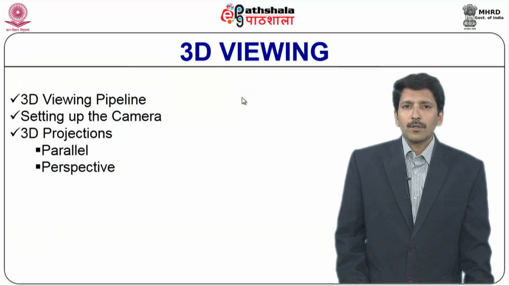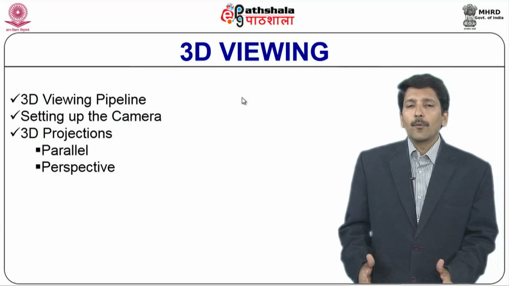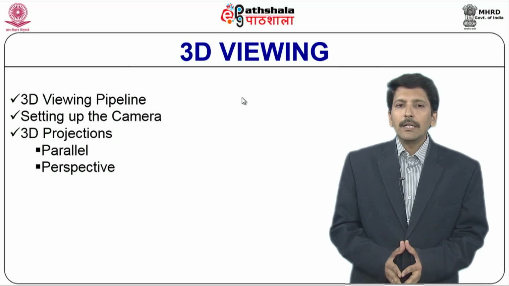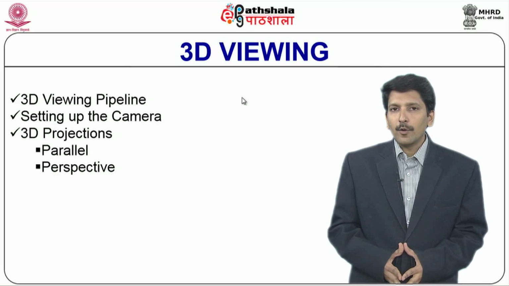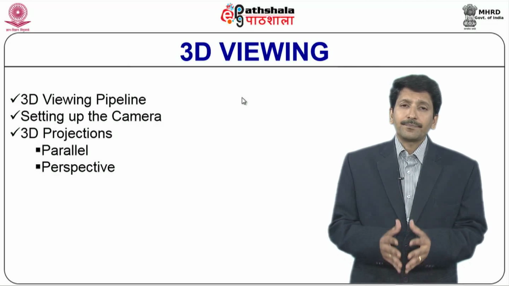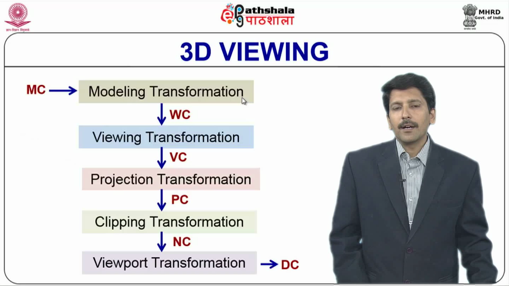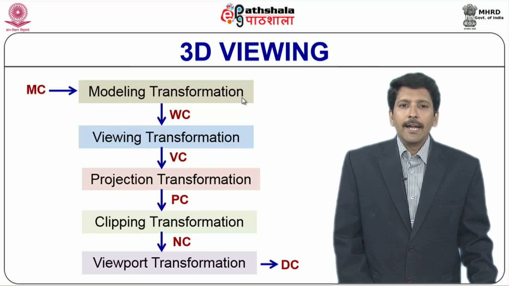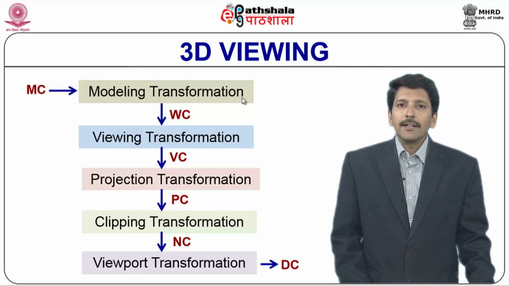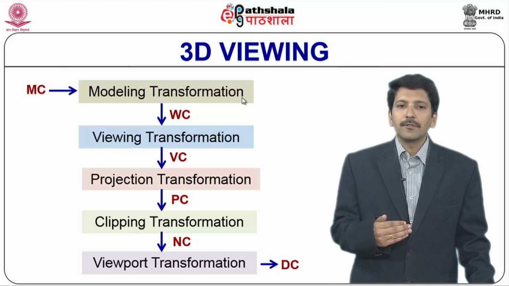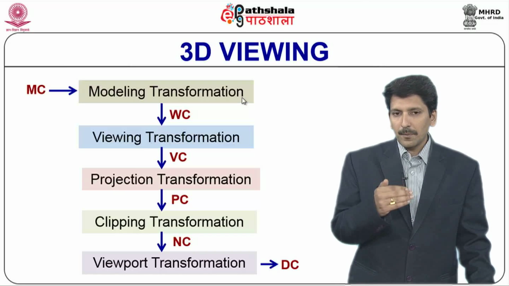Let us focus on how the viewing coordinate system is set up. What is 3D viewing? 3D viewing is basically setting up the viewing coordinate system and then setting up the projection, like parallel or perspective. That is simply understood as 3D viewing. At the end, we have the clipping transformation, and the viewport transformation follows the projection transformation.